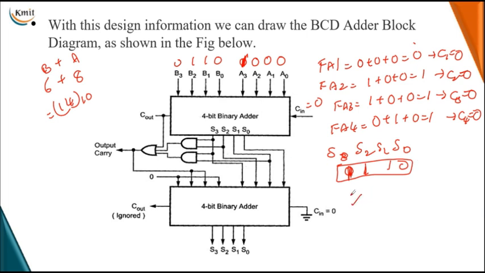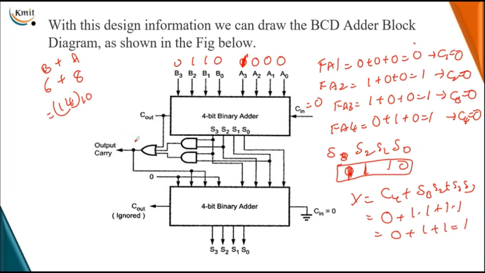So now let me see the correction network output, which is C4 plus S3 S2 plus S3 S1. C4 in this case is 0, but S3, S2 are 1, 1 and S3, S1 are 1, 1. So 0 plus 1 plus 1 is equal to 1. Since this correction network output is 1, we need to add 0, 1, 1, 0 to the summation of the first 4-bit parallel adder, which is 0, 1, 1, 1. So this second 4-bit parallel adder will take 0, 1, 1, 1 as an input, and the B input is 0, 1, 1, 0.